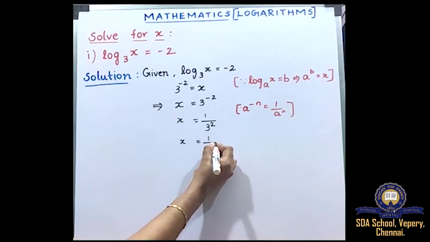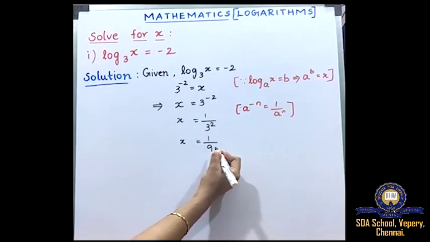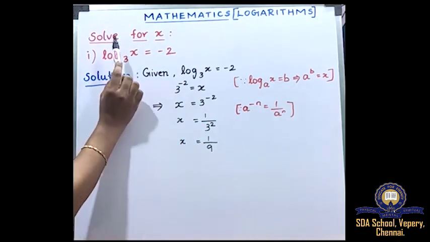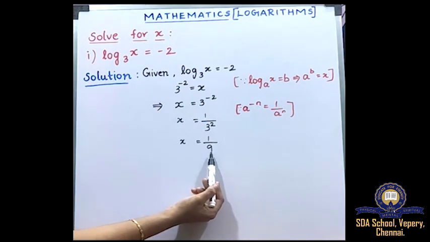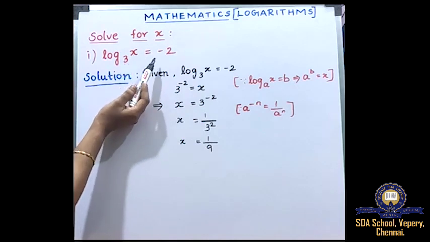Now 1 by 3 squared is nothing but 9, 3 into 3 is 9. So 1 by 9. So we have found the value of x, right? They have asked us to find the value of x. So we have found the value of x to be 1 by 9 for the given equation log x to the base 3 equals minus 2.